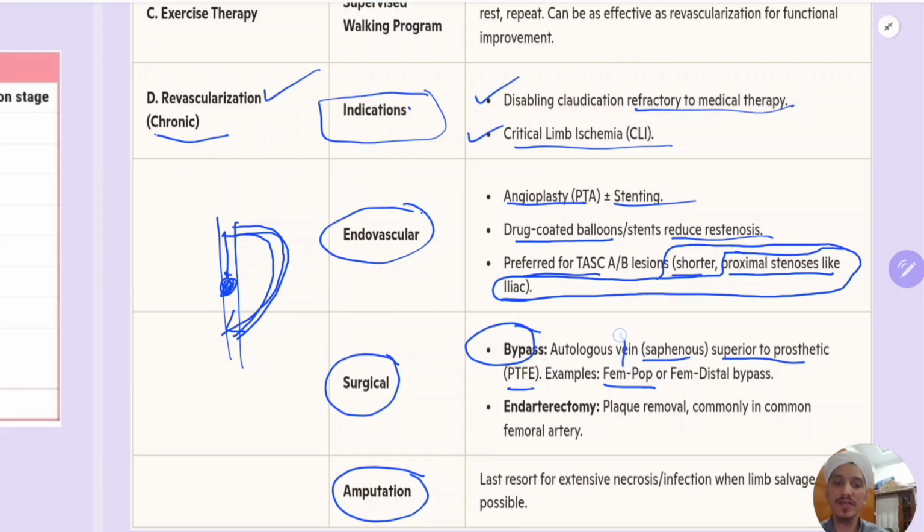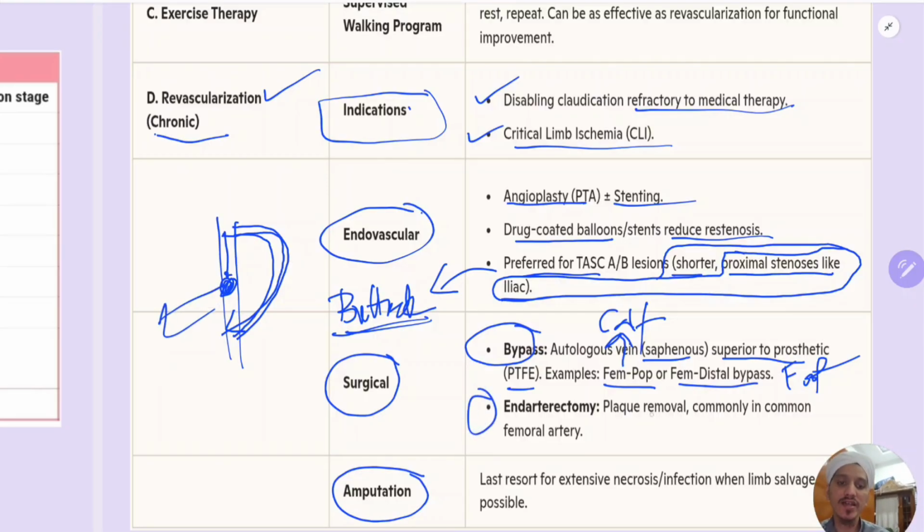So this is nothing but calf claudication, and this we have discussed now. Endovascular is for buttock claudication. So this becomes easier if we talk like this. Buttock claudication, endovascular; calf claudication, you can use bypass, femoropopliteal, and femorodistal bypass. So you can think of this as foot claudication. And in surgery, one is bypass, which is considered when endarterectomy is not possible. Endarterectomy is nothing but you remove the plaque from the artery. Commonly it is done in the common femoral artery.